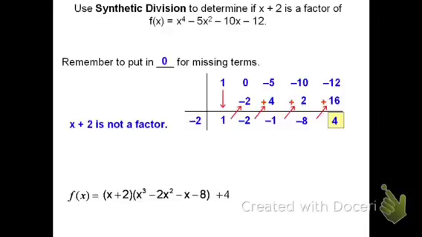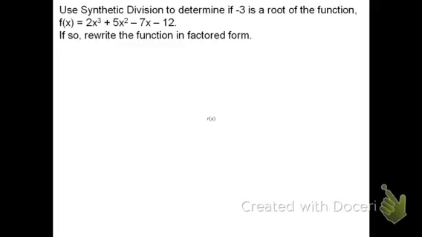Now let's take a look at another example of synthetic division. Here we're going to use synthetic division to determine if negative 3 is a root of the function. To do this, we're going to divide it out, and we'll look at the remainder. If the remainder is 0, then we know we have a root.